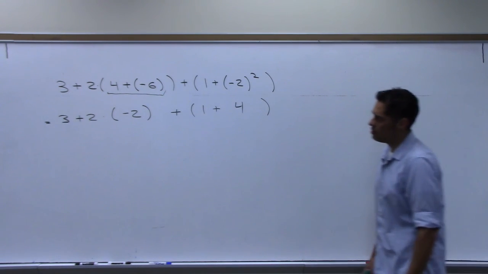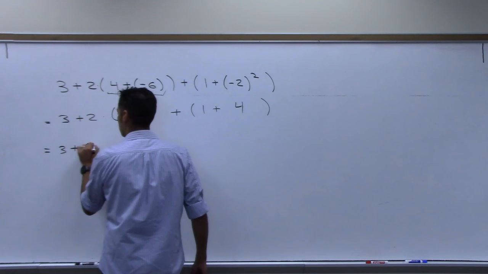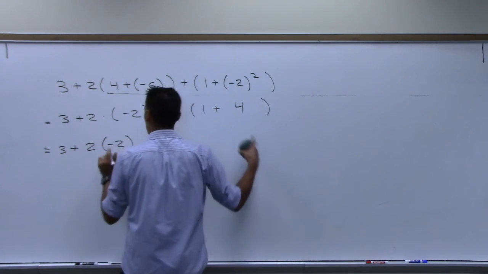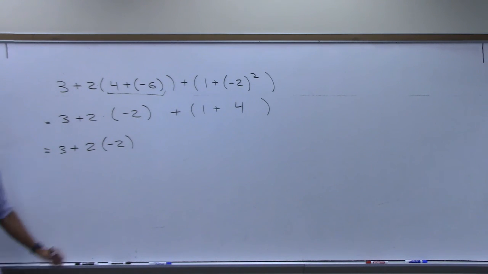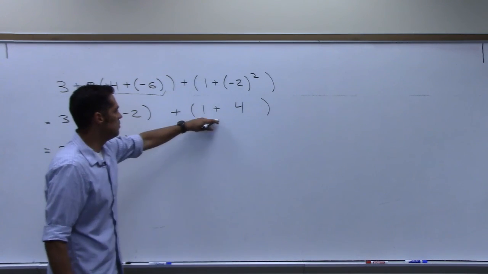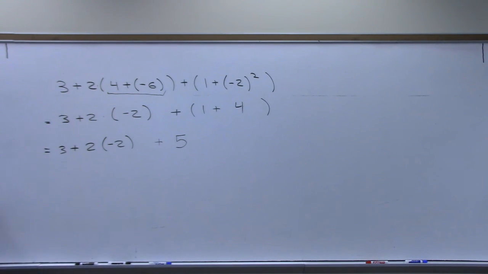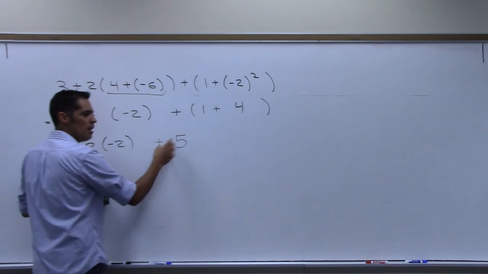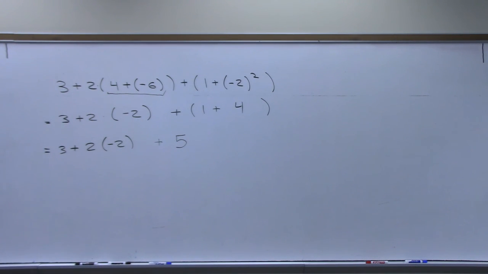What should I do next? How about this parentheses here? 1 plus 4? 5. So I'm going to put plus, and then this will be 5. I don't need parentheses around that 5. It's not wrong to put them, but I don't need them because this is addition, not multiplication, so it's okay to just put 5.